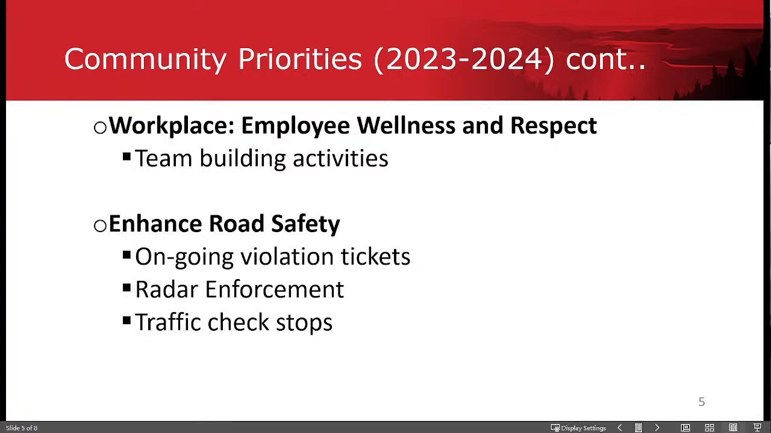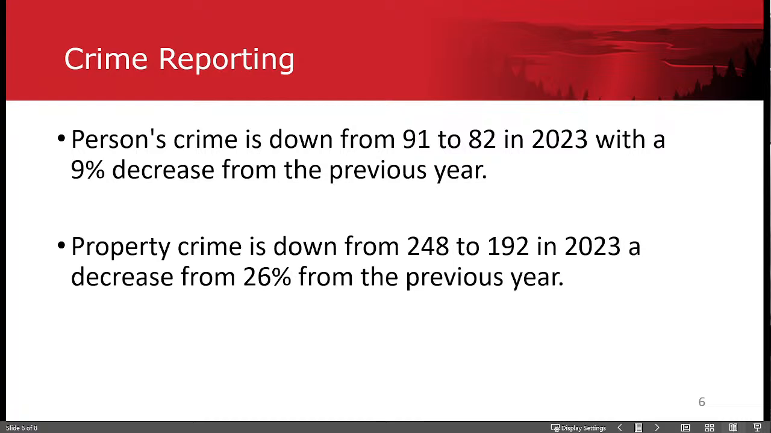So sometimes you'll see the photo radar people out along the sides of the roads, enforcing that as well. Crime reporting for this quarter, compared to last year: persons crime is down from 91 to 82 in 2023, a 9% decrease from the previous year. Property crime is down from 248 to 192 in 2023, a 26% decrease from the previous year.